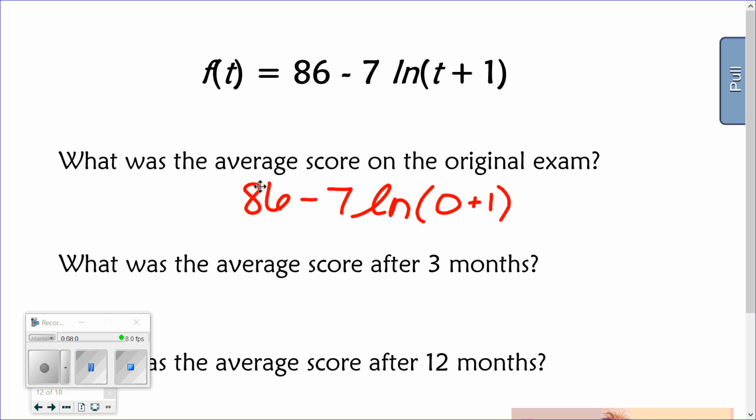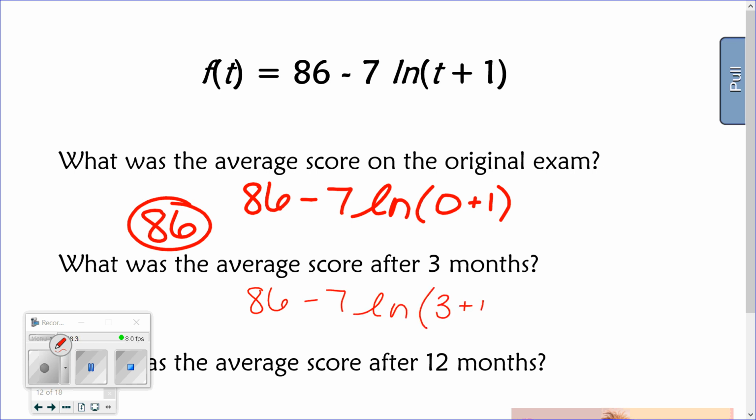All right, so let's go ahead. Let's practice typing that in, make sure we're okay. 86 minus 7 times natural log of 1. And I got 86. All right, so what was the average score after 3 months? So what's my t value? 3. So we're going to do 86 minus 7 times the natural log of 3 plus 1.